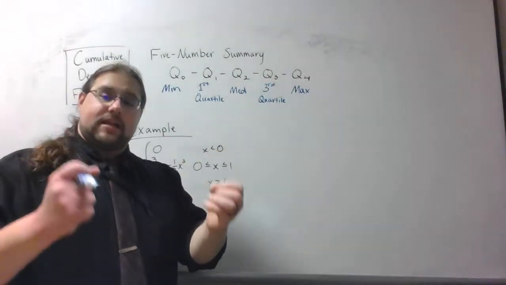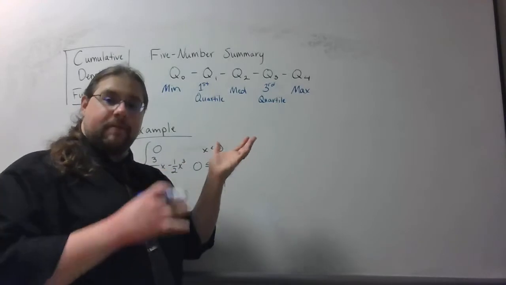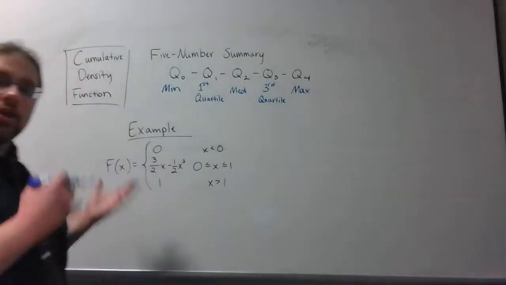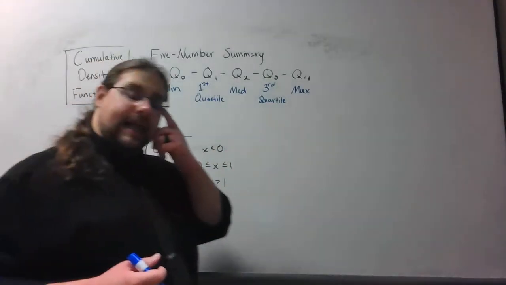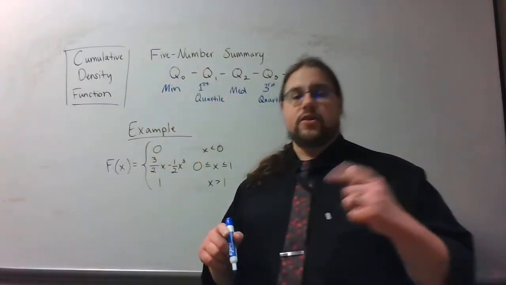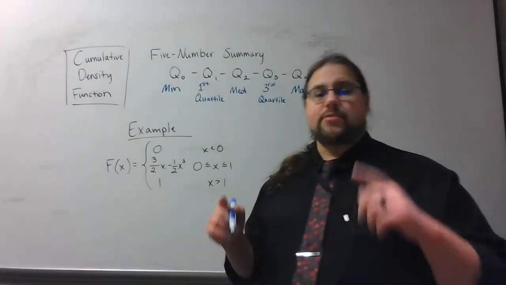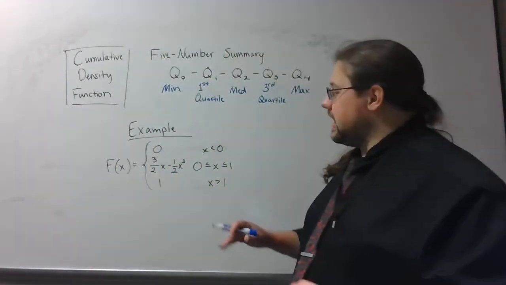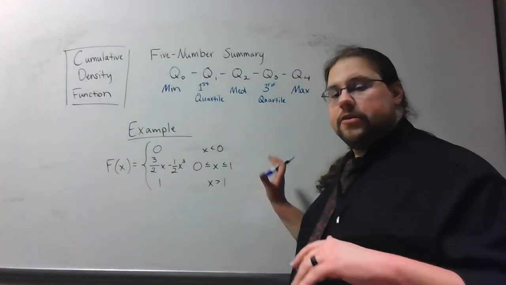Now, I'm going to try to take these bits of information and apply them to my cumulative density function to actually find these answers. So here's what I'm going to do. First and foremost, I'm going to find the minimum and the maximum. Those are the easiest. So I'm going to look at this example I've been using before.